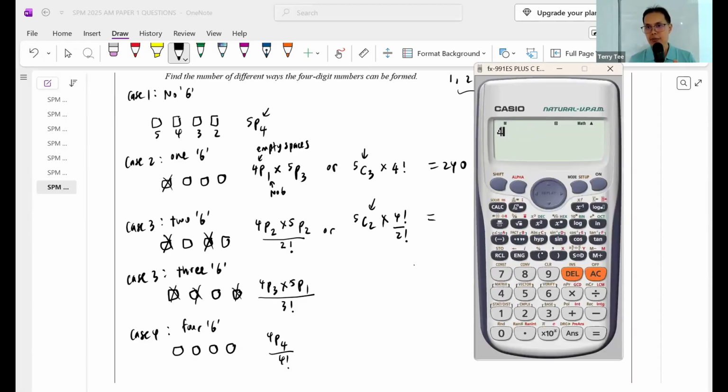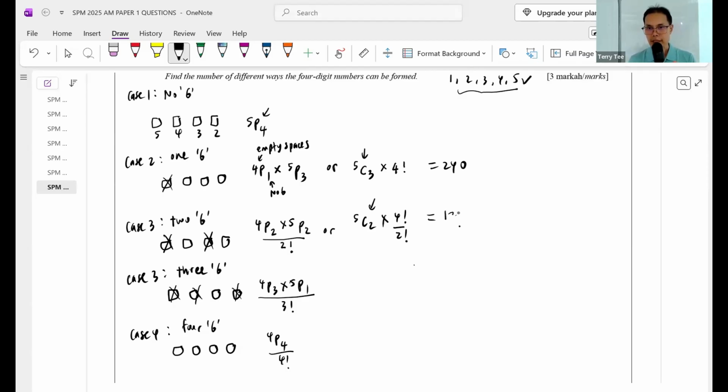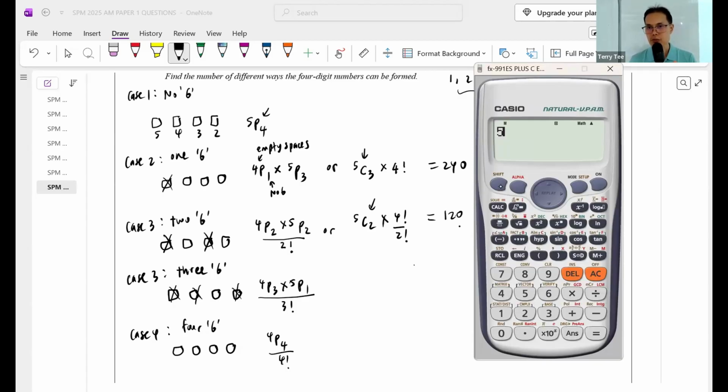So you notice if I type 4P2 times 5P2, oh sorry, one more time. 4P2, you all can see my calculator, right? Okay, 4P2 times 5P2, you divide by 2 factorial, which is 2, you get 120, right? If you take 5C2 times 4 factorial, divide by 2 factorial, am I getting the same answer? 2 factorial is 2, I'm still getting 120, right?